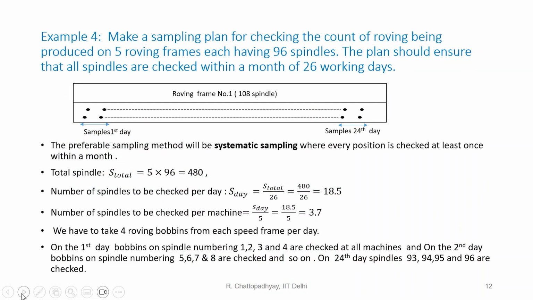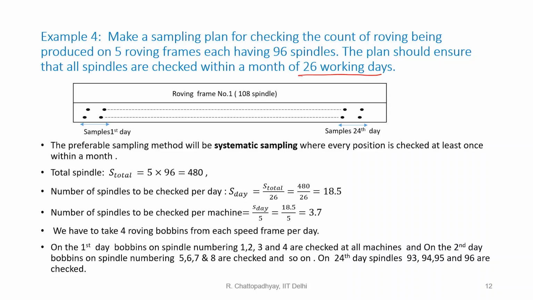Another example, and these are very practical examples. Make a sampling plan for checking the count of roving being produced on 5 roving frames, each having 96 spindles. The plan should ensure that all spindles are checked within a month of 26 working days. So some conditions have been laid out.